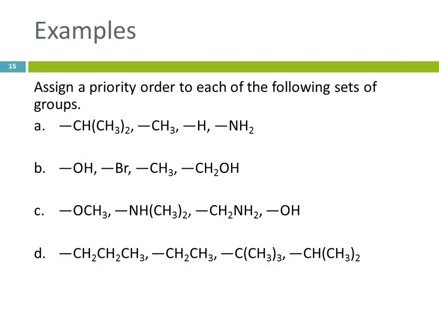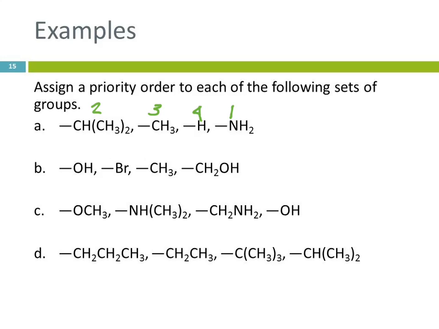Nitrogen, right? So nitrogen is going to be number 1. And hydrogen is going to be number 4, because that's the smallest atom. And then we have to decide between these two guys. This carbon has 3 hydrogens attached to it. This carbon has a hydrogen and 2 other carbons. So this guy is more important, he's bigger. So he's number 2, and this guy's number 3.